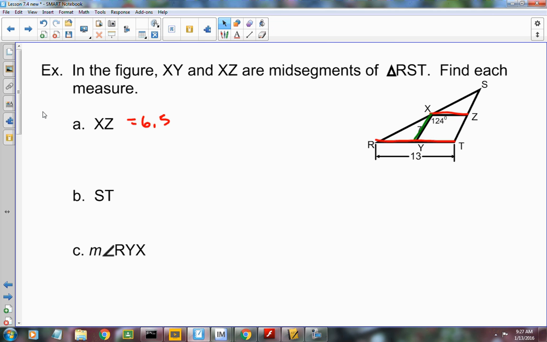Now we want ST. Here's ST. This again is a midsegment, so what relationship is going to happen here? What's ST going to be? It'll be 2 times 7, right? Which is going to be 14. Good.